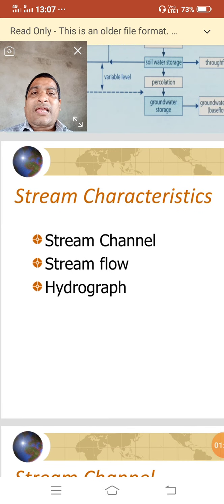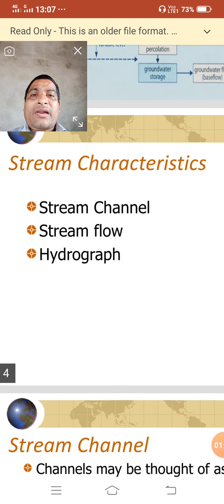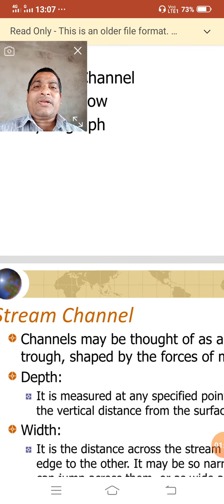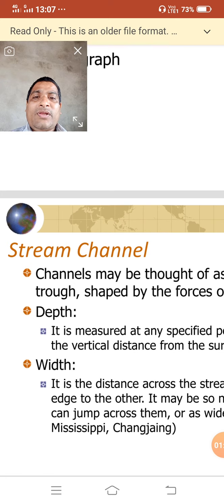The stream has been classified into different characteristics of stream. Stream is nothing but the river channel. The stream channel is also called a river channel. The stream flow means the flowing direction of the water. It's called stream flow. Hydrograph is the particular water level in the stream, in the river channel. First we learn about the stream channel.